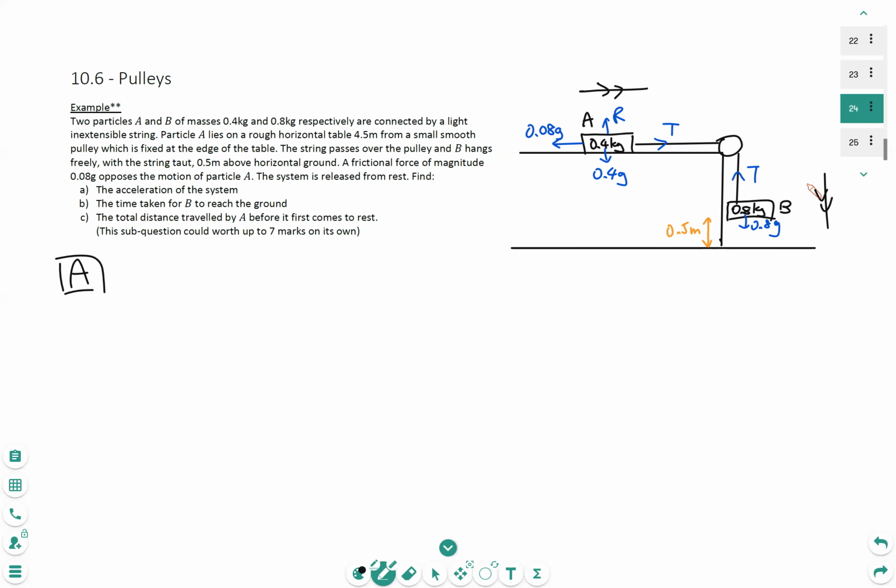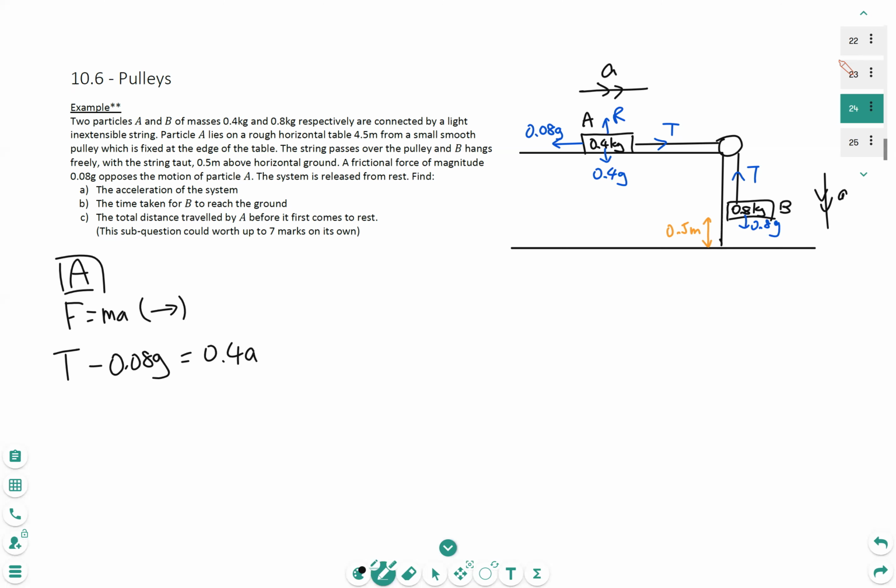So for particle A, we know the motion is moving to the right. What we're going to do is use F equals ma to the right, because the motion is going to the right. So the force will be T because we're going right. The right force will be bigger than the left force, so the resultant force will be the right take away the left. T minus 0.08g equals the mass 0.4 times a.